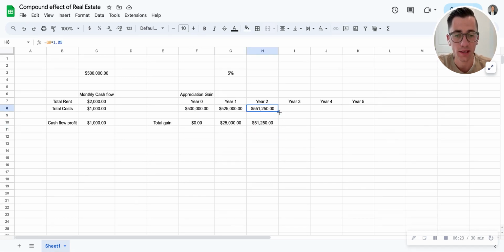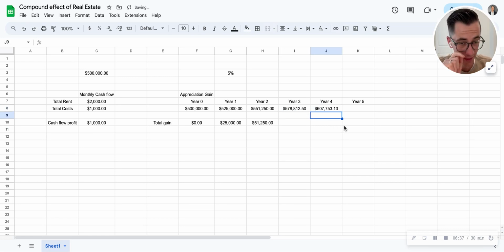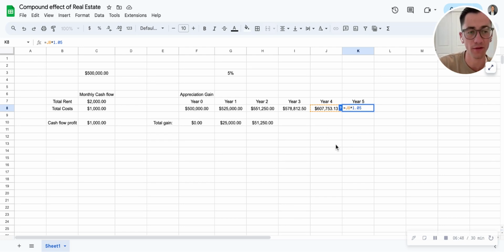Okay, so now we'll just keep going through this. You see the benefits of holding real estate for a long time. So now your house is worth this much. Year 4, your house is now worth 607,000. And now in year 5, your house is worth 638,000, right? Because it's taking that 5% over time. That's the power of the compound effect right there.